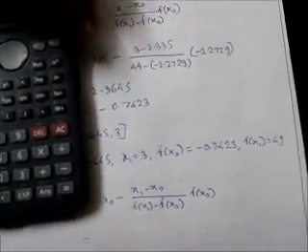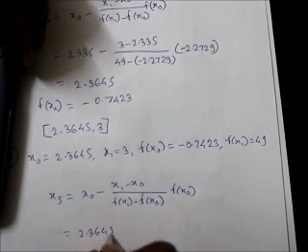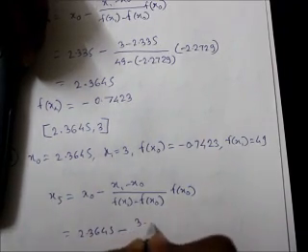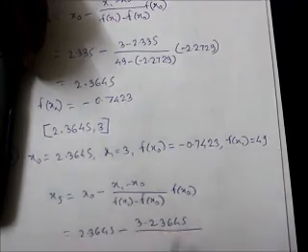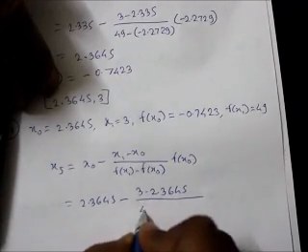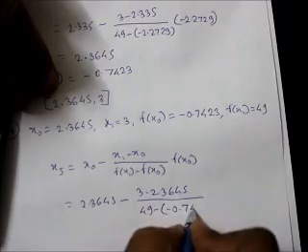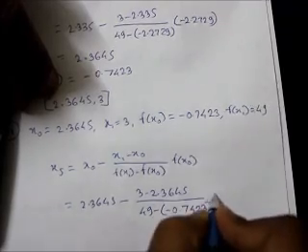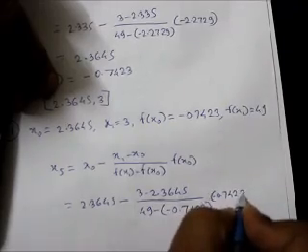Let's try this, right, which is 2.3645 minus 3 minus 2.3645 divided by 49 minus 0.7423 multiplied by minus 0.7423.